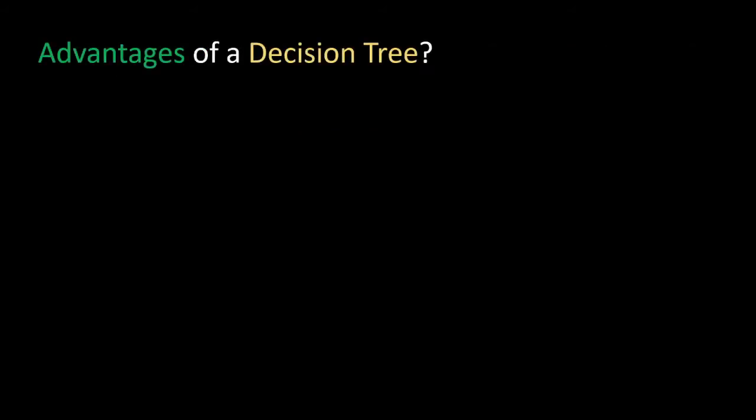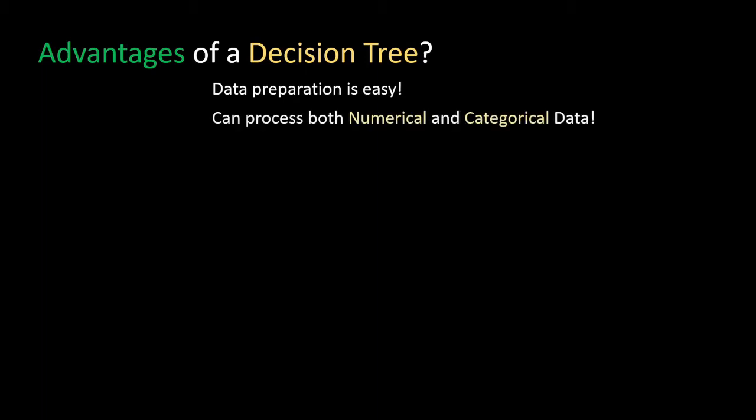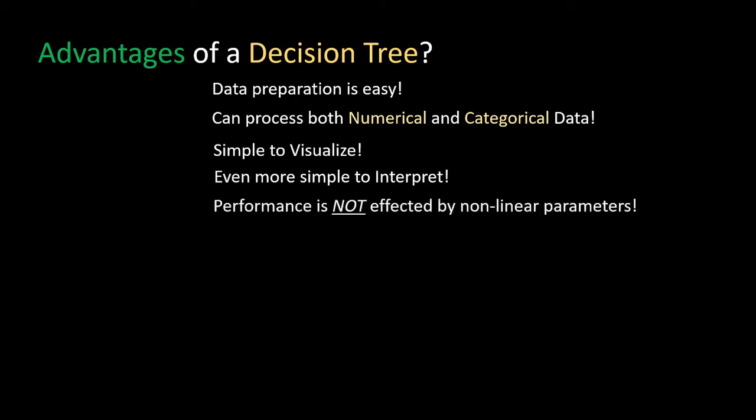So really quickly, let's look at some advantages of the decision tree. The first one is data preparation is really easy. That's kind of self-explanatory, really. We can process both numerical and categorical data, and we'll see this in some examples. It's simple to visualize, and it's even more simple to interpret what's going on. And lastly, performance is not affected by non-linear parameters. So these are some of the advantages of a decision tree.